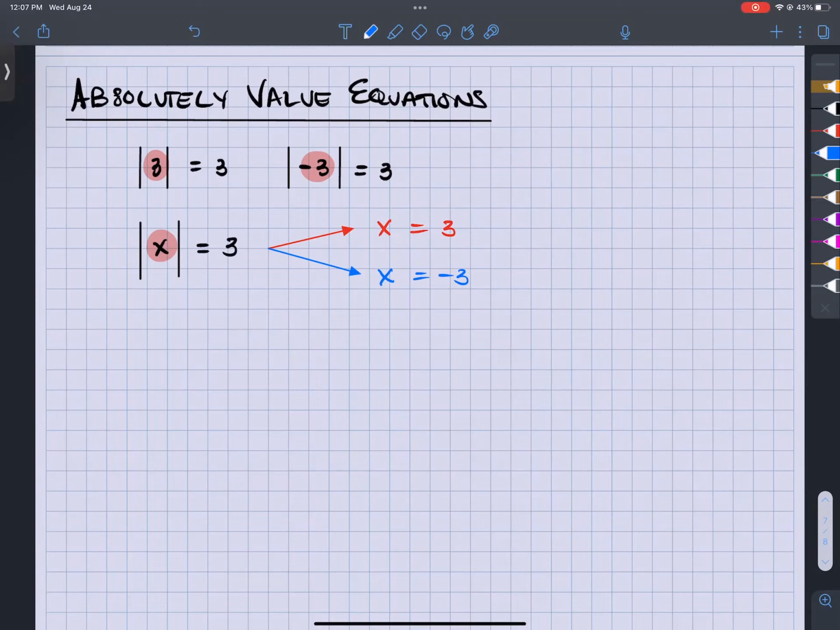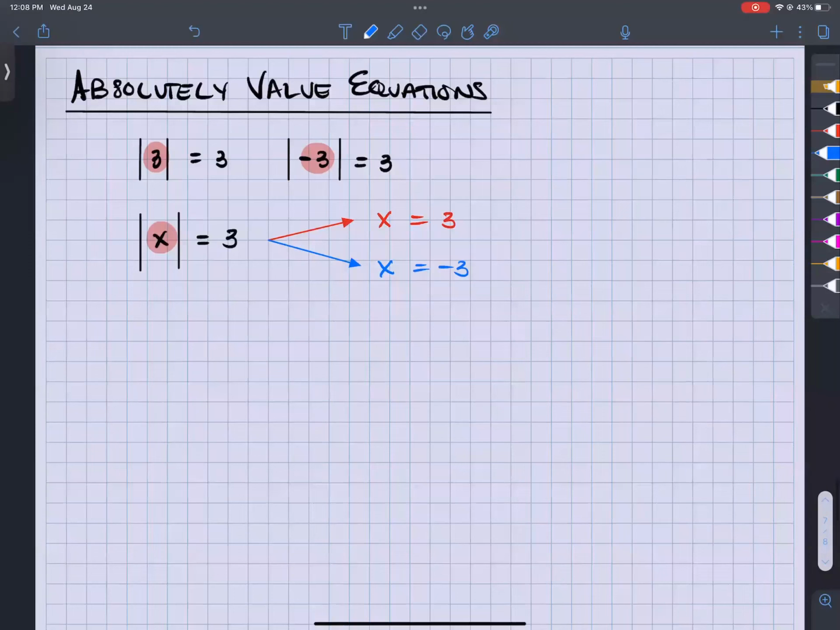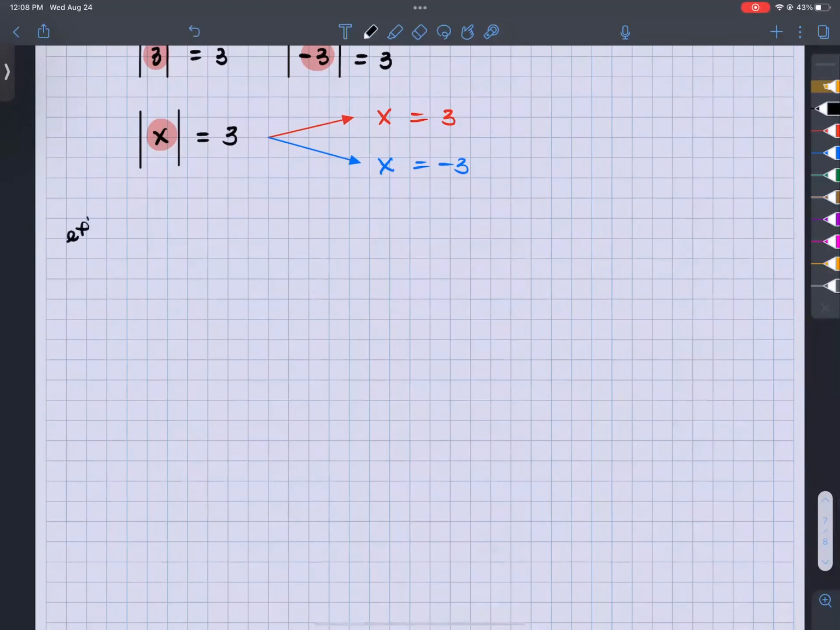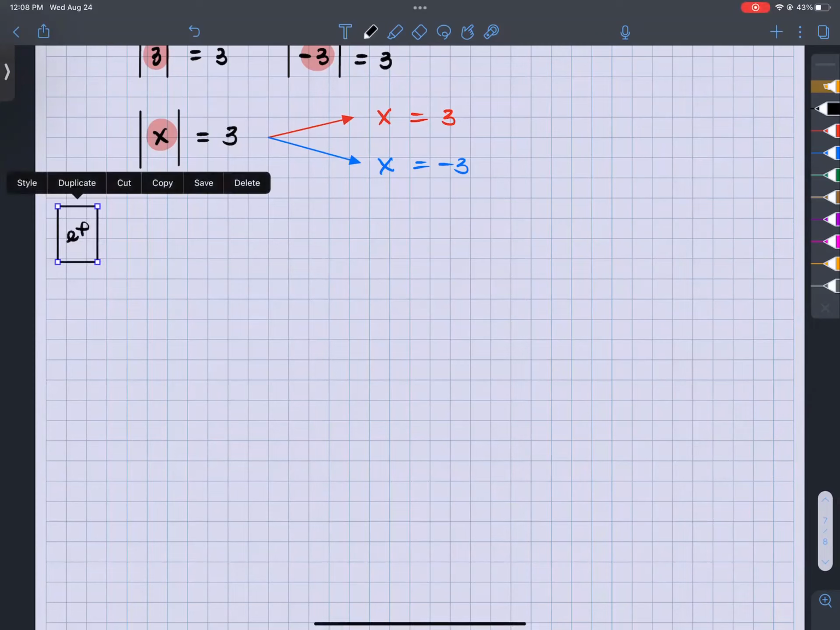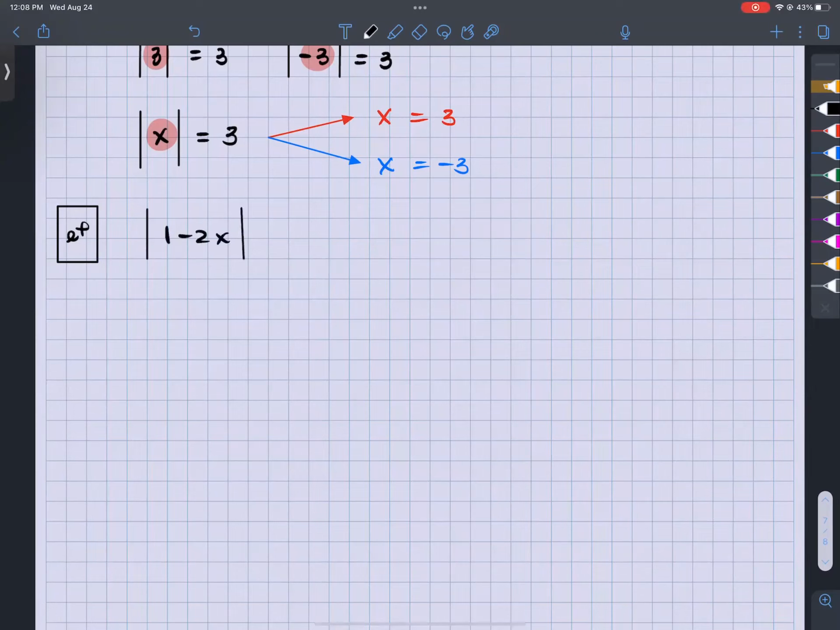Also notice that the absolute value on the left side is all by itself, just like we did with the radicals, just like we did with square problems or any other type of problem. Make sense? Okay. So let's say, for example, I'm given something like this. I know this is a very easy example, but at least as an example. The absolute value of 1 minus 2x, plus 6, is equal to 9.